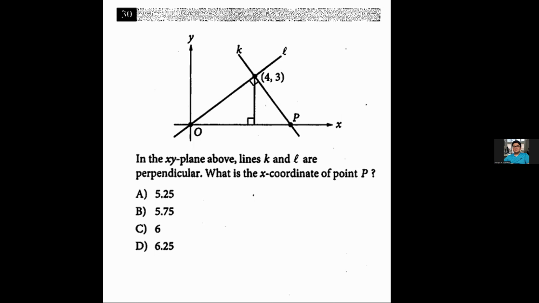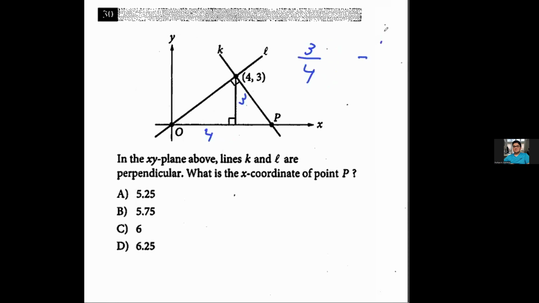Okay, so question 30. We're asked to find the coordinate P given two lines that are perpendicular. We can actually find the slope of line L. We have the origin and then we have 4, 3. So that means it goes right 4 and up 3. That means the slope is going to be 3/4. Since line K is perpendicular, its slope would be the opposite of the inverse. So that would just be -4/3. We flip these two and also make the sign the opposite.